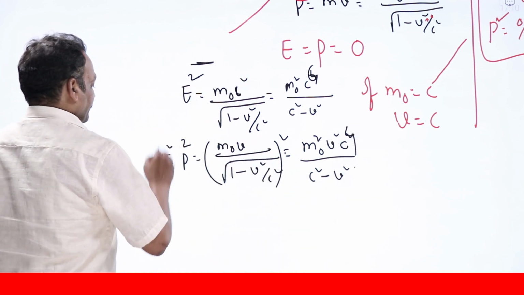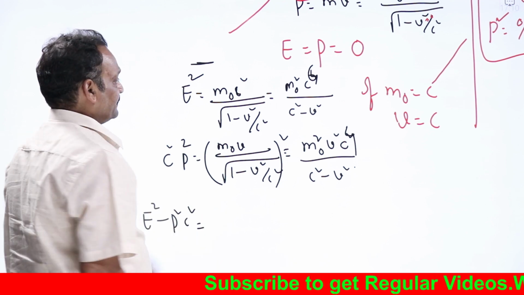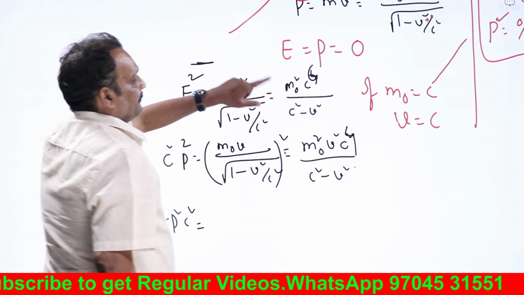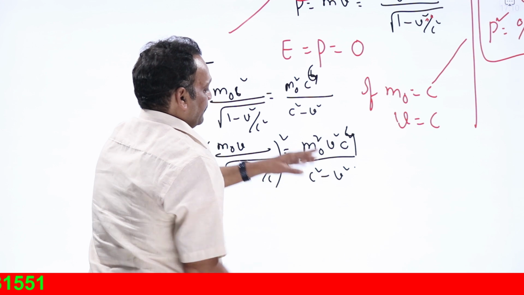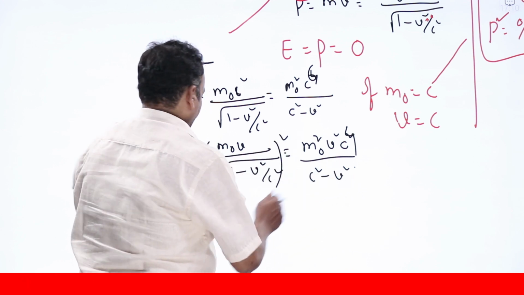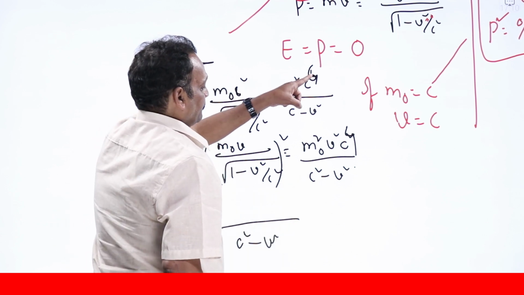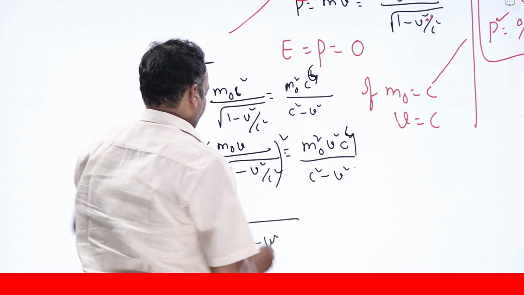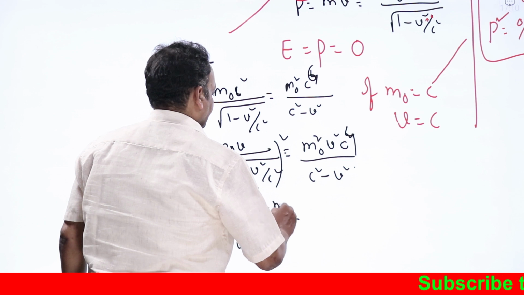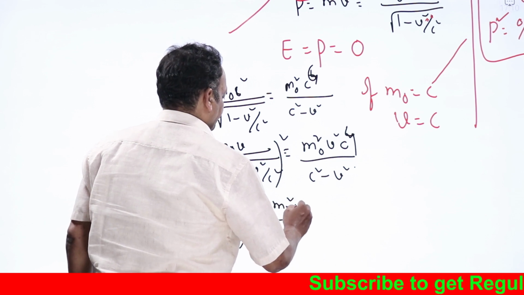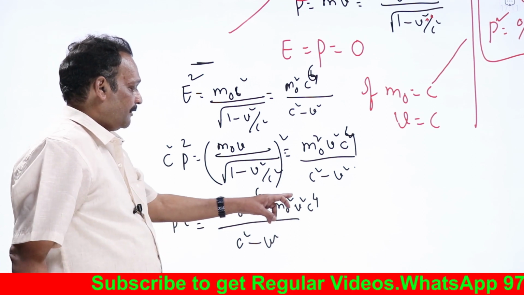Now E square minus p square c square. E square minus p square c square means m naught square c to the power 6 by c square minus v square, minus m naught square v square c to the power 4 by c square minus v square. Both have a common denominator, c square minus v square. So the numerator is m naught square c to the power 6 minus m naught square v square c to the power 4. Now you can take m naught square c to the power 4 common.